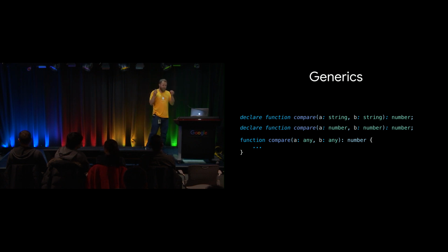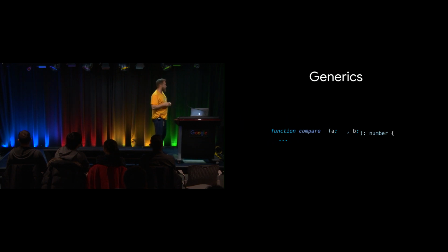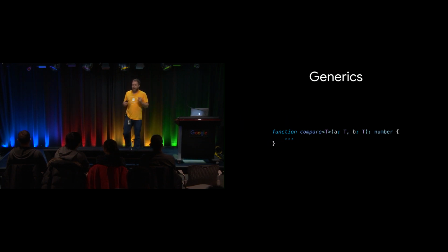So there's a better way to compare objects of the same type, and this is where generics come in. So T, right? You say A is of type T, B is of the same type T, regardless of whether it's a string or a number. And you just put a generic in front of the function, right? So this is how you would write a simple generic.